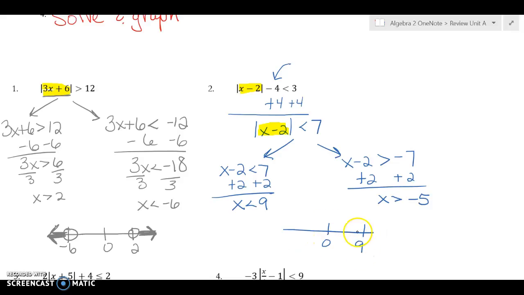So at 9, it's less than, so it's an open circle going to the left. At negative 5, it's an open circle, and it's greater than, so it goes to the right. So this makes the barbell.